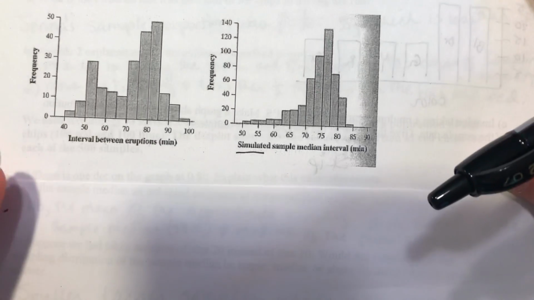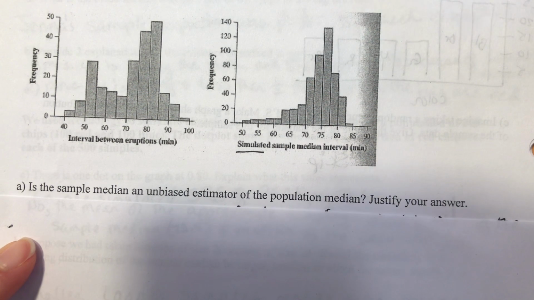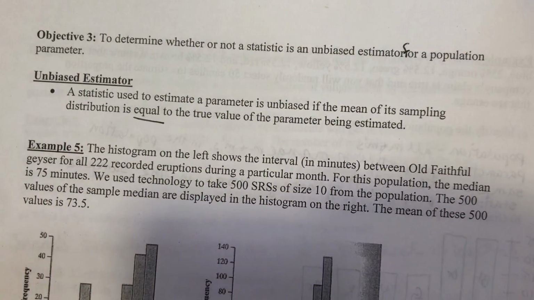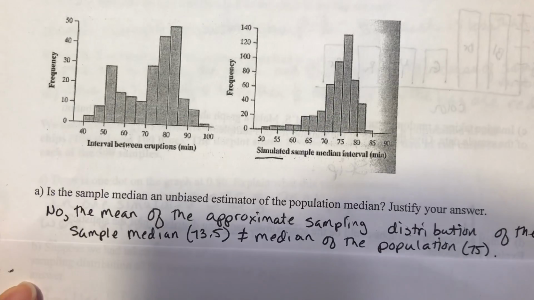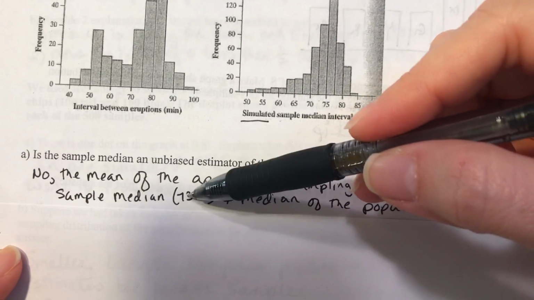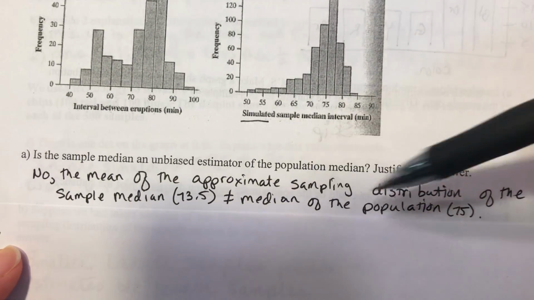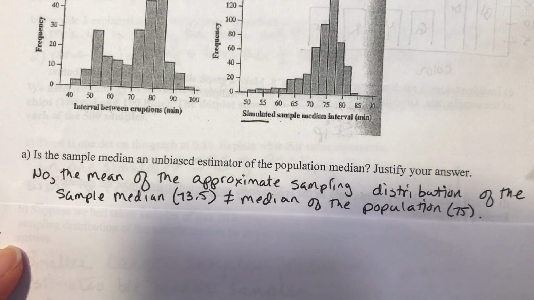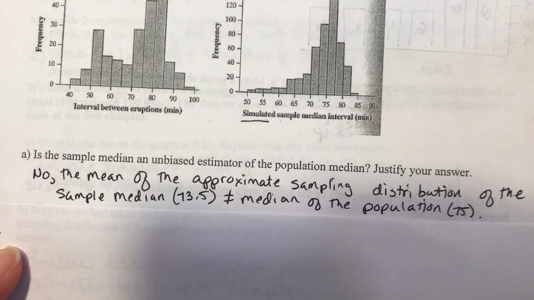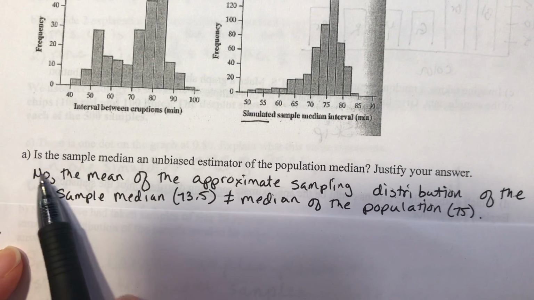Okay, so the first thing we want to say is, is the sample median an unbiased estimator of the population median? Well, do they equal each other? Because that's the key up here. They have to equal each other. They do not equal each other. The mean of the approximate sampling distribution of the sample median was 73.5, and that is not equal to the median of the population, 75. So since the mean of the sampling distribution of the medians is not equal to the median of the population, that means it's not an unbiased estimator. Make sure you actually answer it with no.